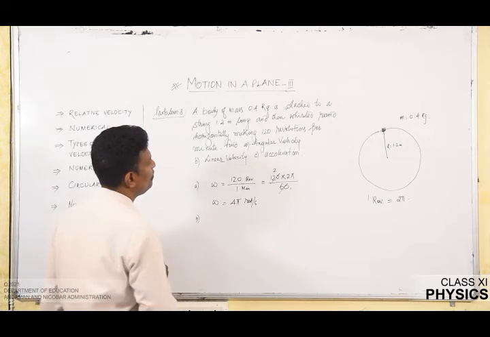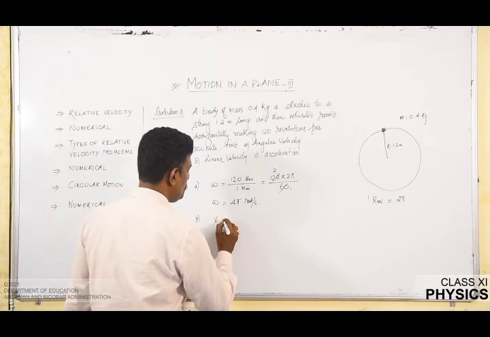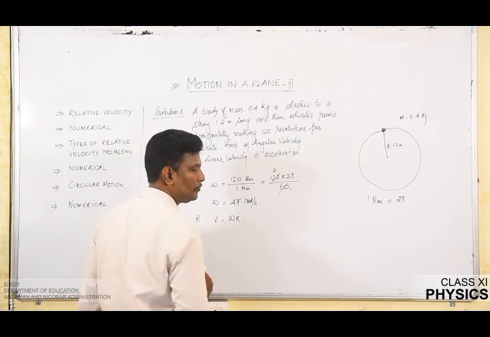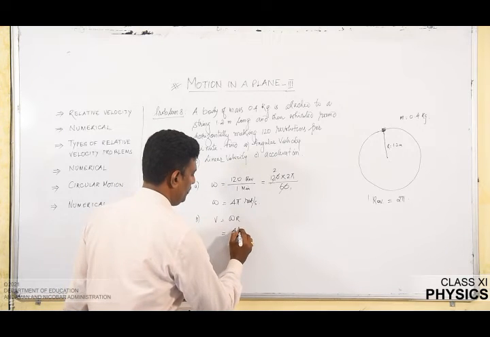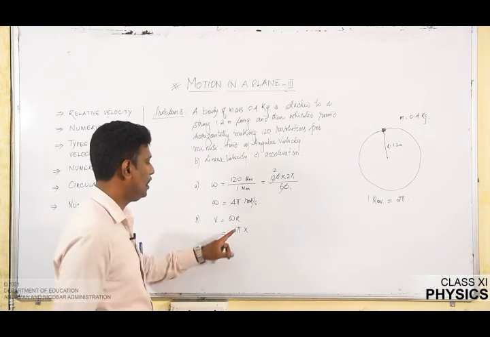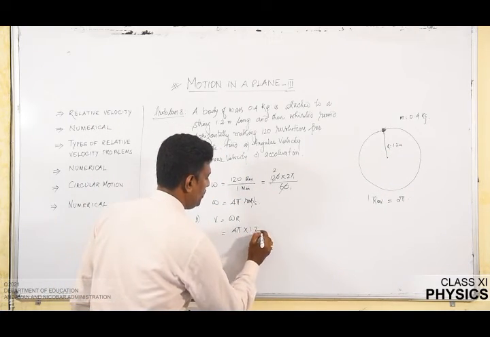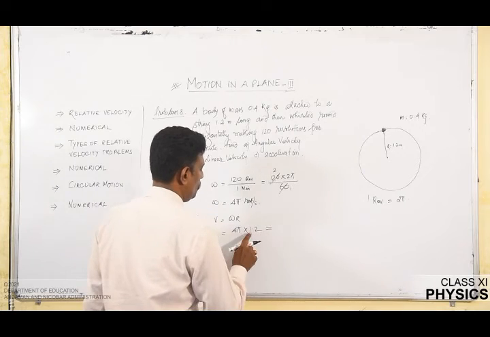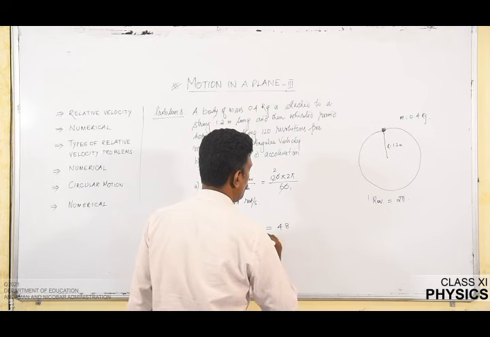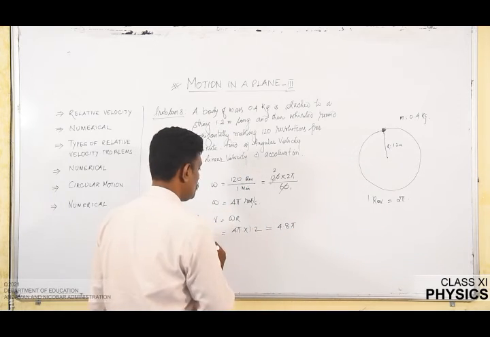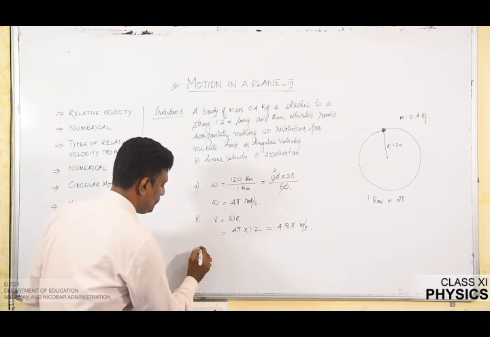The second one is linear velocity. Linear velocity we know v is equal to omega r. Omega we have already calculated, that is 4 pi, into r, which is given, 1.2 meter. That comes to be 4 into 1.2, that is 4.8 pi meter per second.